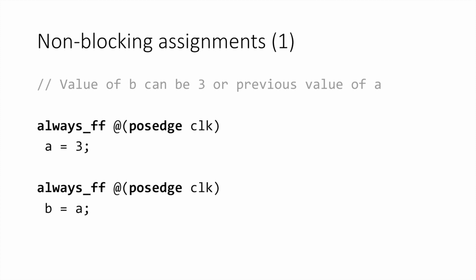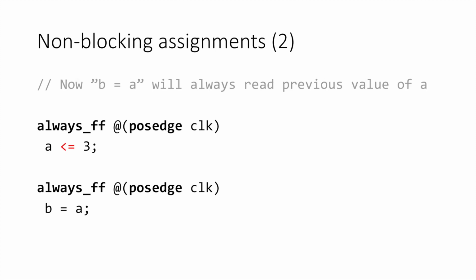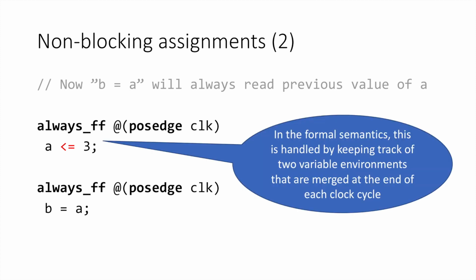So this is where non-blocking assignments come in, because if we use a non-blocking assignment in the first always block, then we will always read the previous value of A in the second always block. So non-blocking assignments are useful for communication between always blocks. And in the formal semantics, non-blocking and blocking assignments are handled by keeping track of two variable environments, and these environments are merged at the end of each clock cycle.